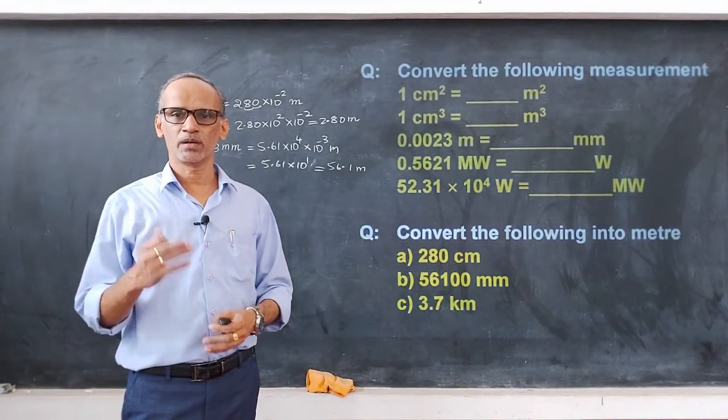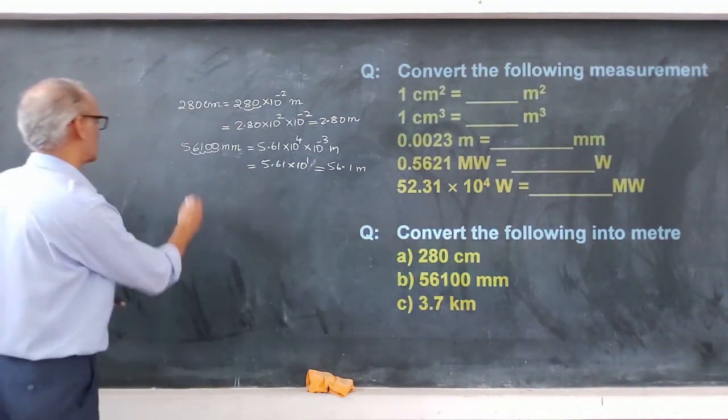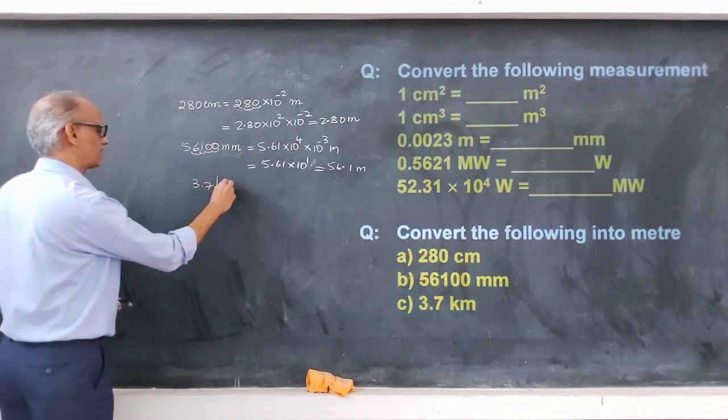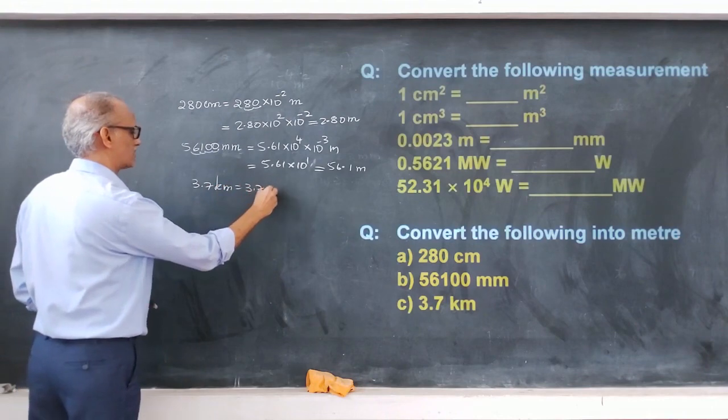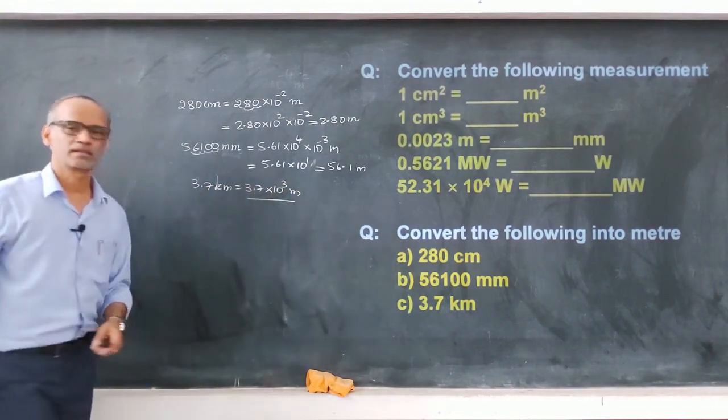Hope you have understood by now how to do the conversion from one unit to another. One more last is remaining, so we'll complete that also. It's 3.7 kilometer, and 3.7 kilo means 10 to the power 3 meter. So very easy conversions.